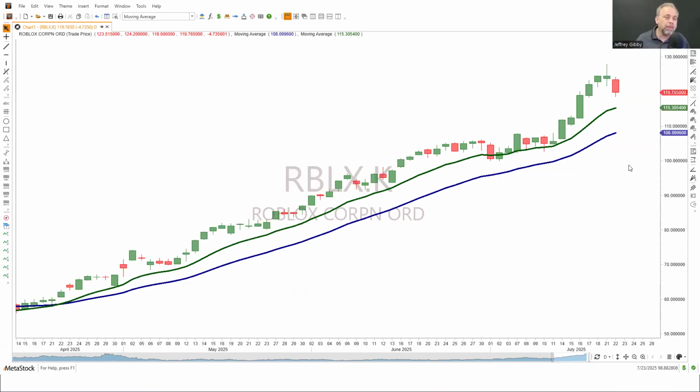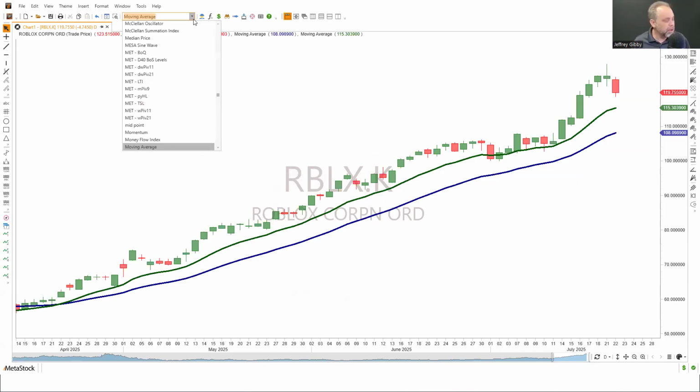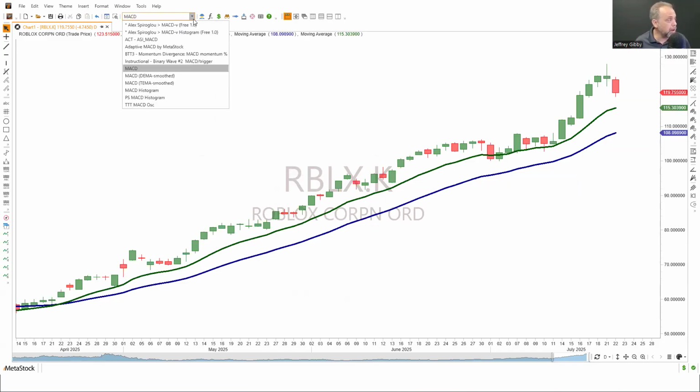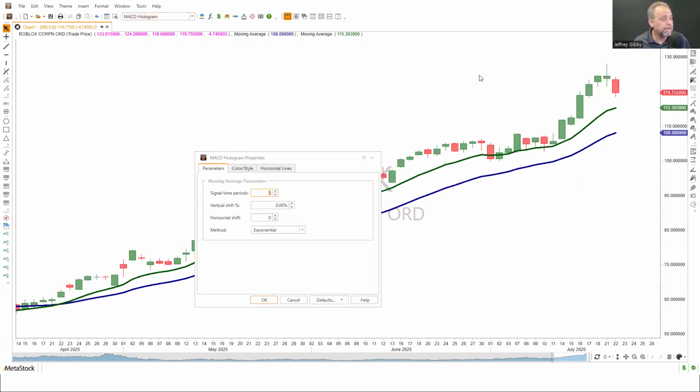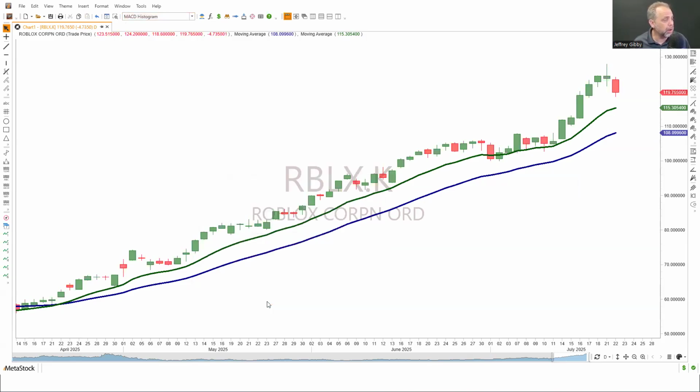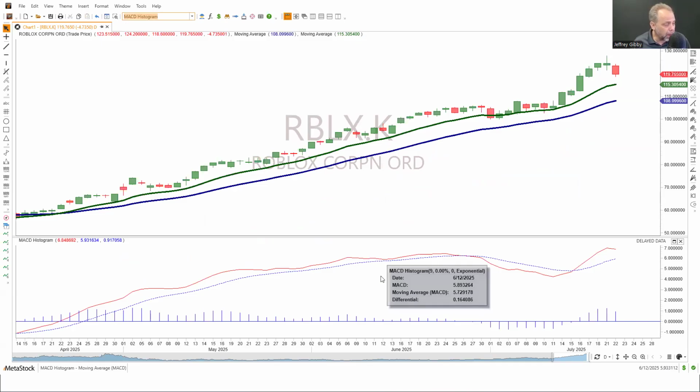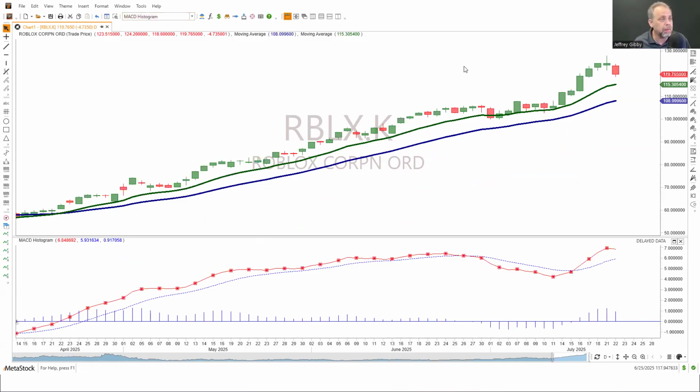And of course, I'm going to add the MACD with the histogram. So let's go ahead and do that. I'm going to type in MACD here. I'll add the MACD histogram level. Go ahead and put that on the chart. We'll go ahead and click on OK. And I am going to move this up here. I prefer it upstairs up here. So I'm just going to grab this, move it up.